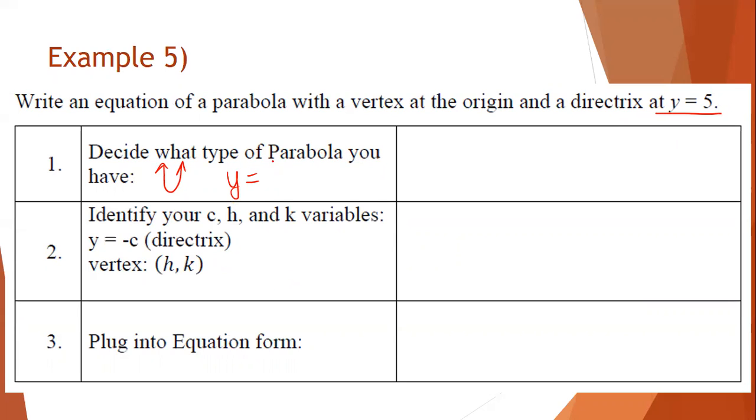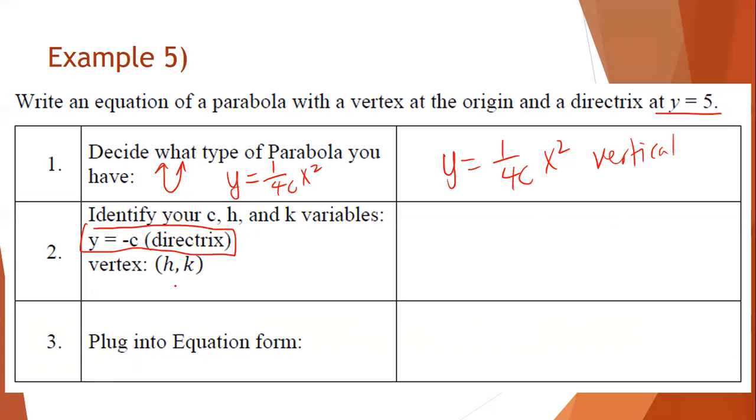So our end goal is to have 1 over 4c x squared. Oh, I meant to write this over here. Okay, because it's a vertical parabola. Okay, and then you just have to identify your c. Your directrix is based off of your c and vice versa. What was the key word for the directrix and the c? They are what of each other? Opposites.